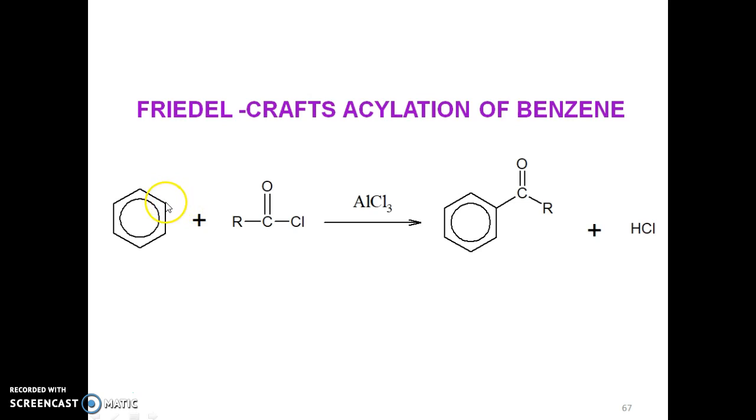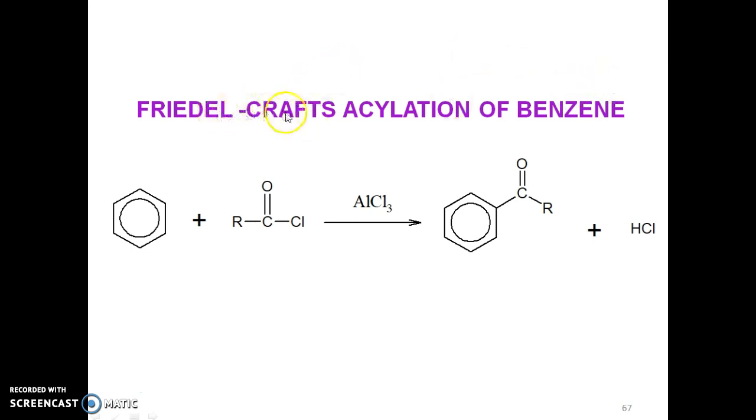So the H will be substituted with the C double bond O that is attached to the alkyl group, R. So this one is our product, plus a side product: H from the benzene and Cl from the acid chloride. Usually Friedel-Crafts acylation always uses an acid chloride, C double bond O Cl, attached to any alkyl group.